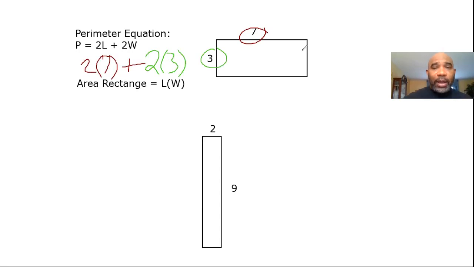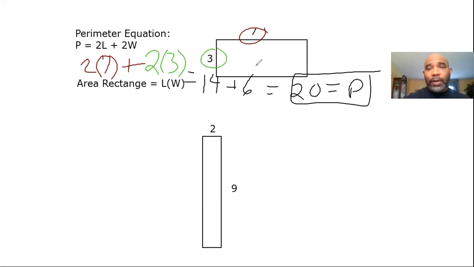Now we can go back and do the calculations. 2 times 7 is 14, plus 2 times 3 is 6. 14 plus 6 is 20. That is equal to our perimeter. Our perimeter is equal to 20.